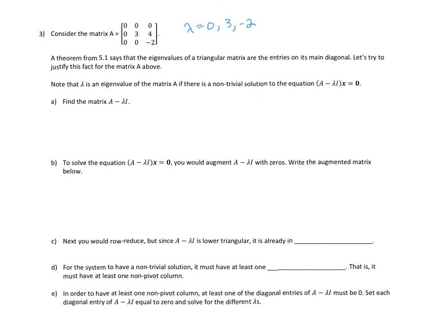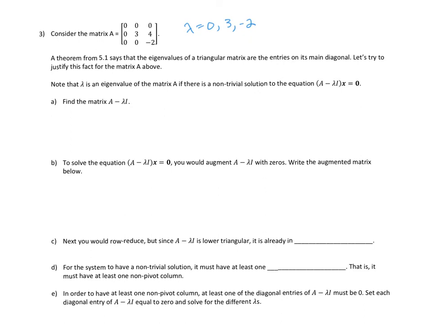So note that lambda is an eigenvalue of the matrix A if there's a non-trivial solution to A minus lambda I times x equals 0. This is what we've been doing in the previous two problems, except that I gave you the lambda value, but this is the definition of an eigenvalue. If that's true, then lambda is an eigenvalue. So in this case, I'm trying to find lambda. So let's see what we can do.